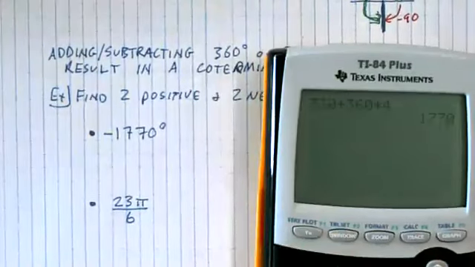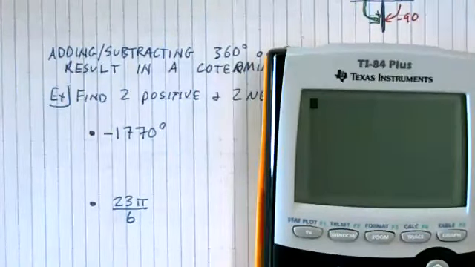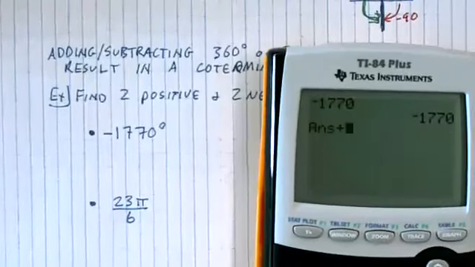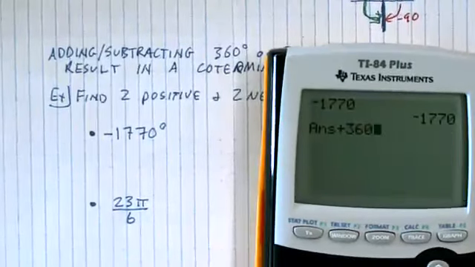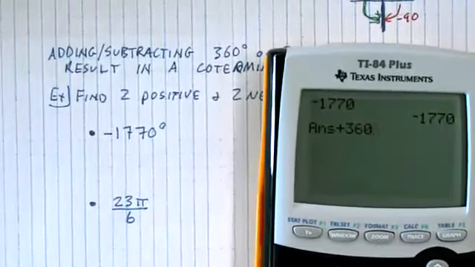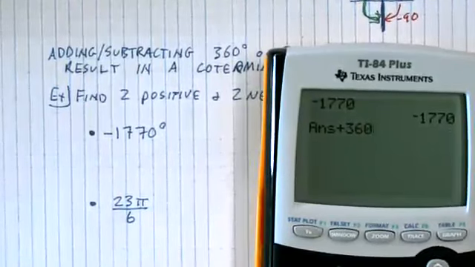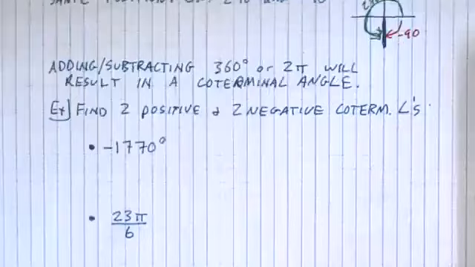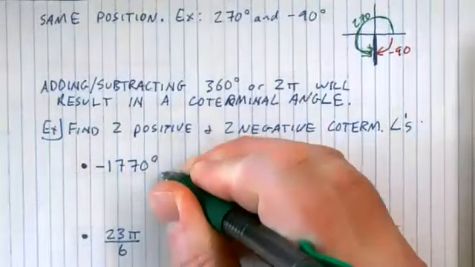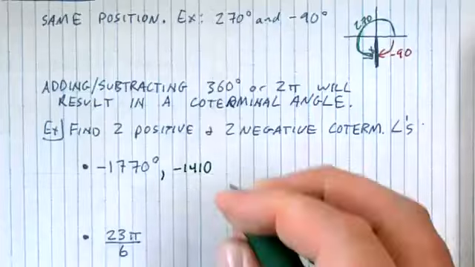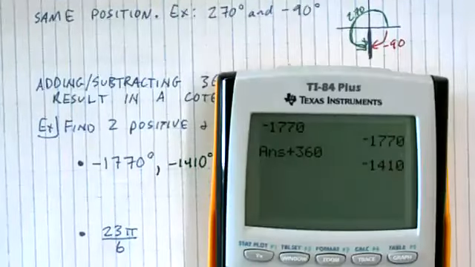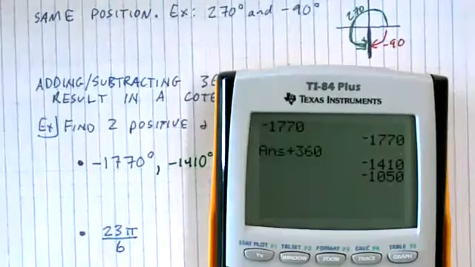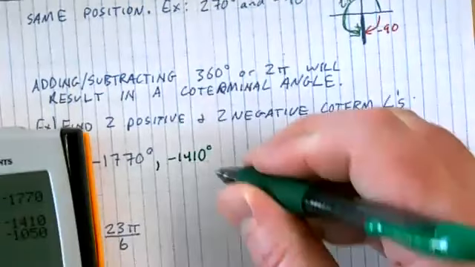Let me show you a little trick on these calculators. If you type in your starting value and hit enter, and then type plus 360, then you can just keep hitting enter over and over again, and it'll keep adding 360 to it. All right, so negative 1770, whatever direction that's facing, negative 1410 degrees would be facing in the same direction. So there's one negative, negative 1410. And then you can just keep hitting enter, and it'll just keep adding another 360 to it. So here's another negative one, negative 1050.